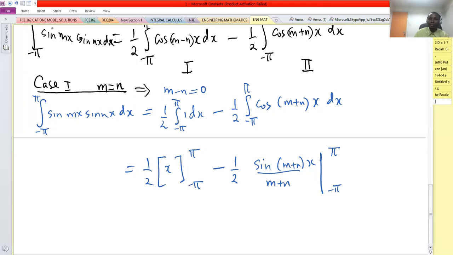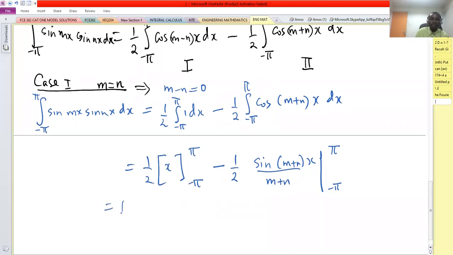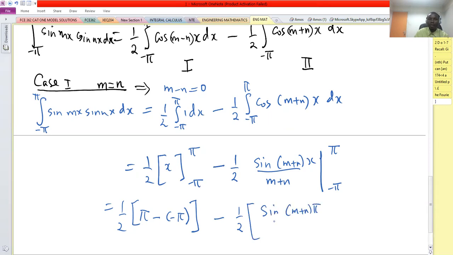Now, this would be a half into pi minus minus pi, and then minus a half into sine (m plus n) pi over m plus n, minus sine (m plus n)(minus pi) divided by m plus n.